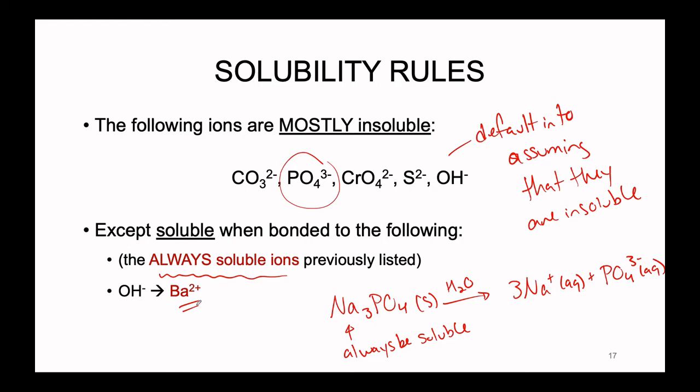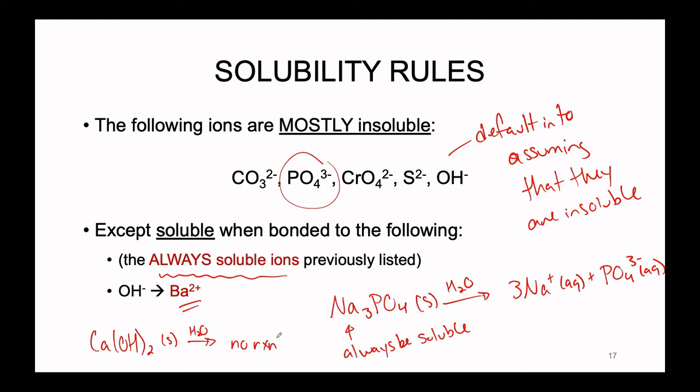So barium hydroxide, we would expect to break down into the barium and hydroxide ions. However, something like calcium hydroxide, because calcium is not on this list of exceptions, because calcium is not an always soluble ion, we would assume that this in its solid state, when added to water, would just remain in its solid state. We would see no dissolution, we would see no reaction. Calcium hydroxide would just, again, float or softly fall to the bottom of your beaker or your glass or whatever, and you would not see any dissolution occur.